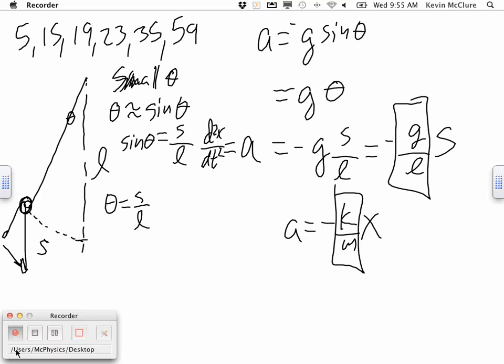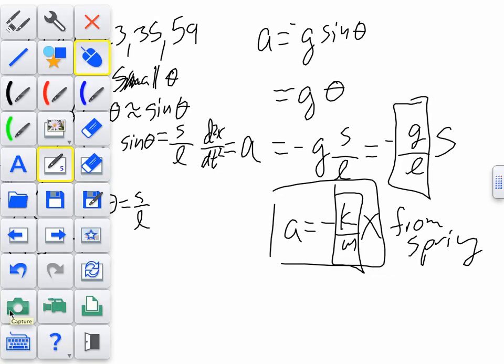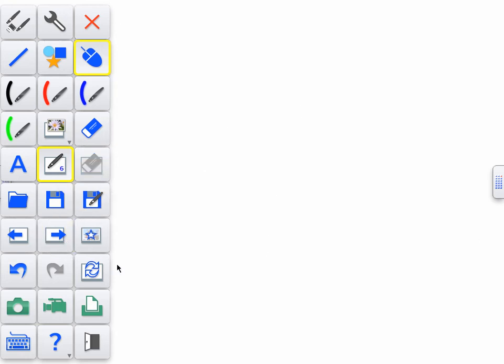How did you get from g over L to k over m? That's from our knowledge of the spring. Here, let me try to flesh that out, running out of time. I'll try to flesh that out so you can see a little more.